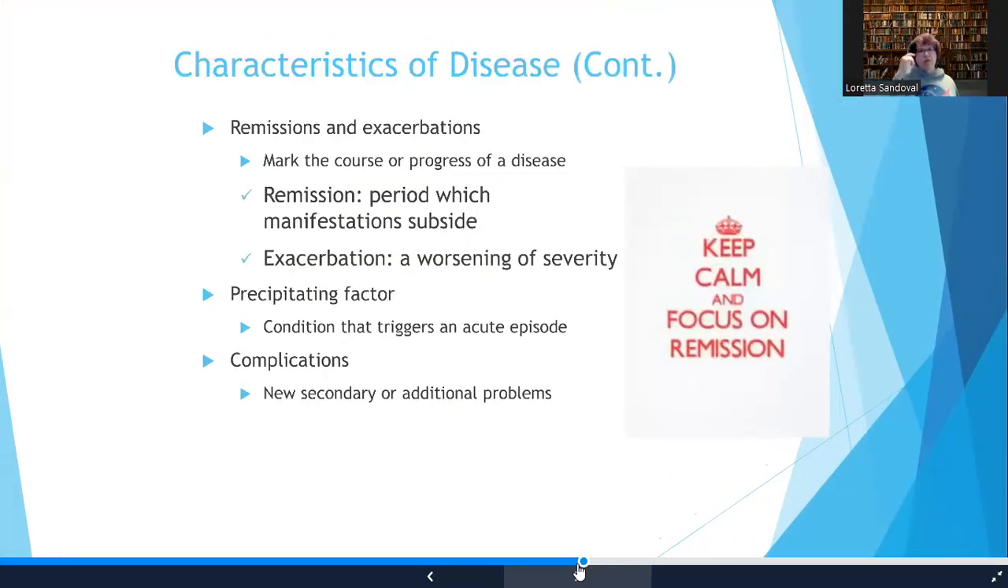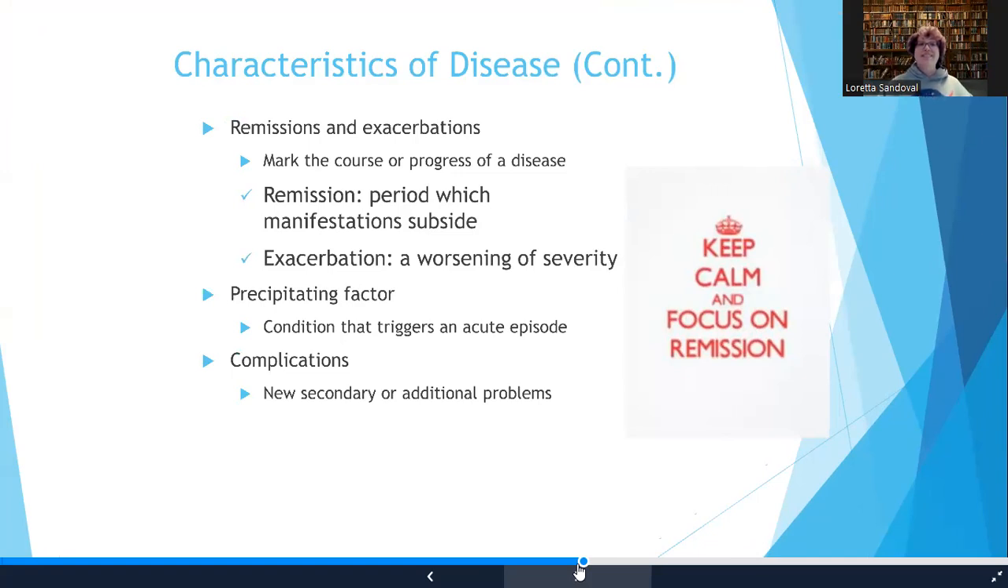So the course, or the progress, of a disease can be marked by remissions and exacerbations. Remission is a period in which the manifestations subside, and an exacerbation is a worsening of the severity. A lot of people make the mistake of saying exasperation. That's something completely different. Exacerbation is the worsening of the severity of a disease.